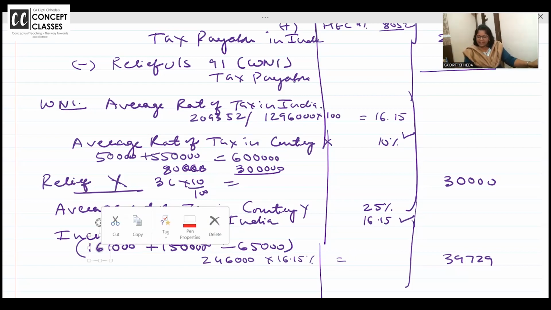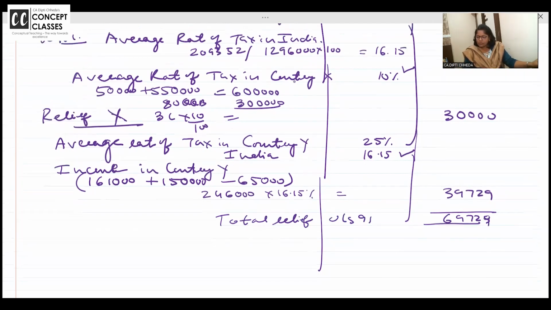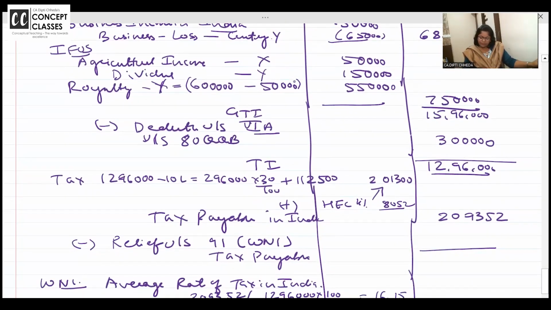Relief in country X, relief in country Y. Total relief under section 91. 69,729. आ जाओ. 69,729.